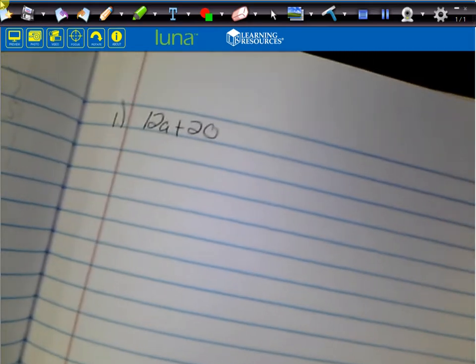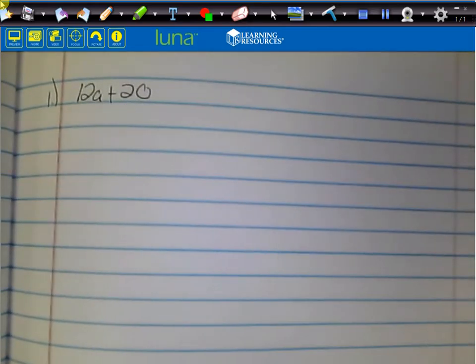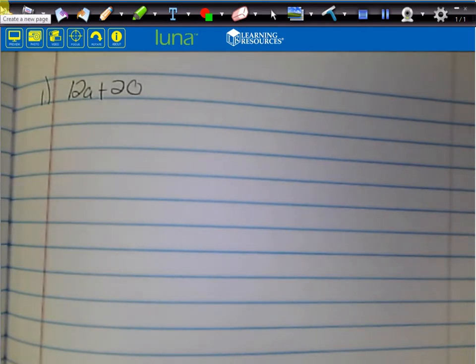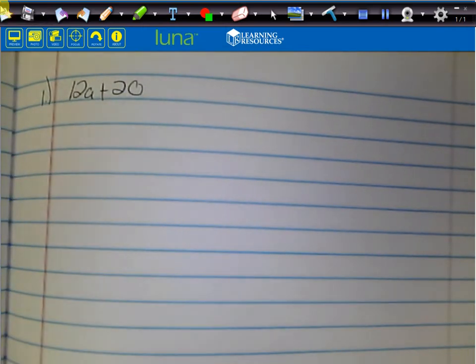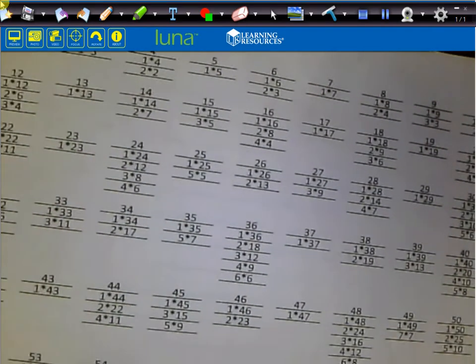All right, go ahead and write down number 1 here. Number 1 says 12a plus 20. And I want to factor the GCF out of here. So I'm going to look and say, okay, what numbers do I have? I have the numbers 12 and 20, and I need to figure out what is the GCF of those numbers. So I'm going to look at my factor sheet.